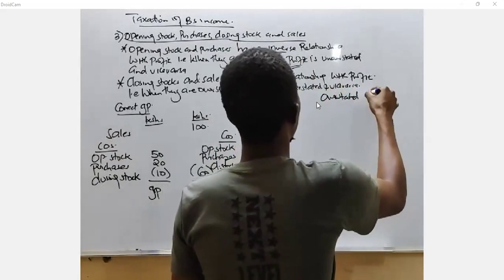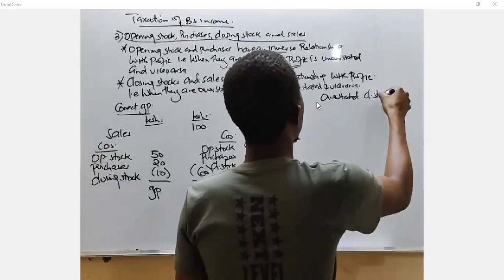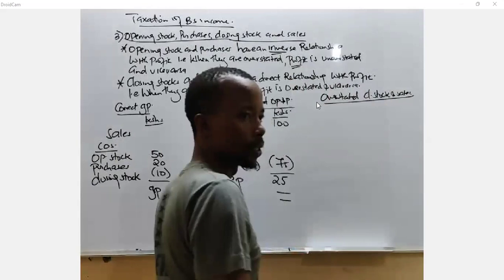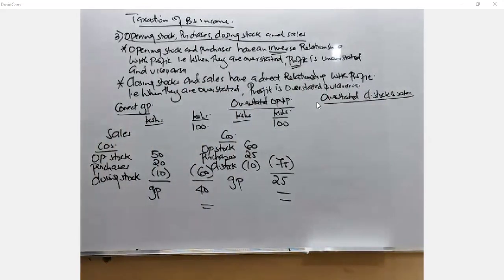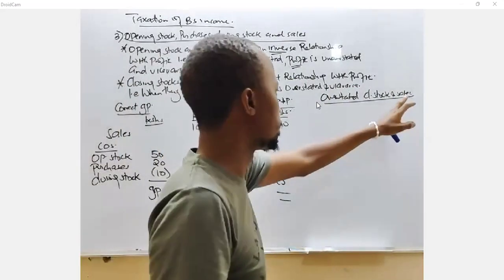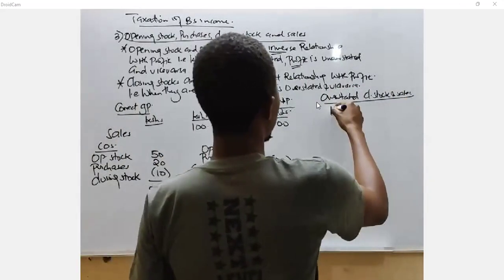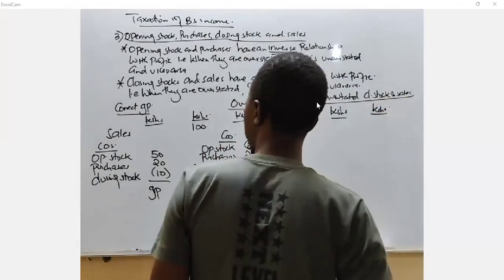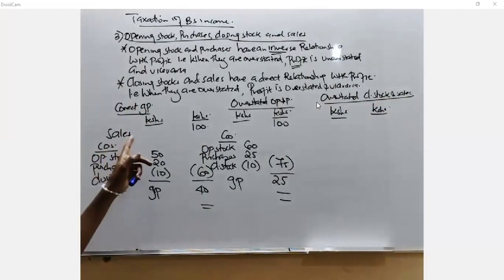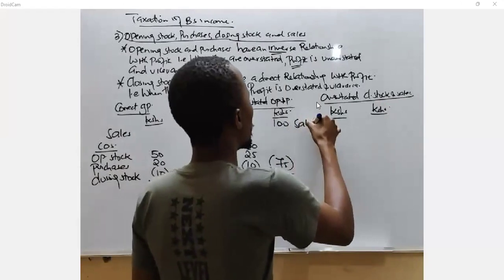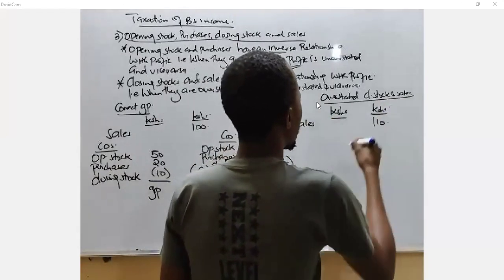Overstated closing stock and sales. What normally happens here? What normally happens when we overstate the closing stock and sales? Very simple here. Rather than our sales being 100, now we are overstating the sales. So we say our sales now, we can put it at around 110.